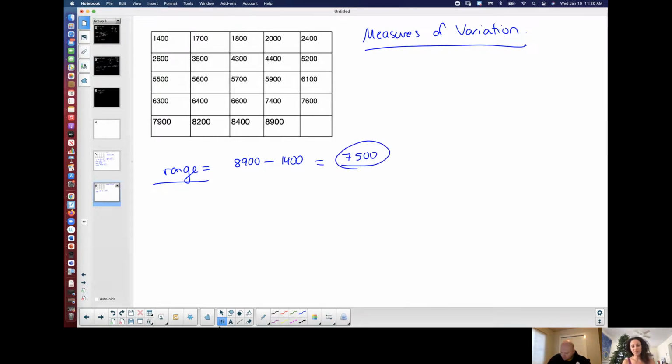That's my range. And you're not going to see a whole lot of range after this, to be honest. My standard deviation, I'm gonna see a lot, and then my variance. My variance comes from my standard deviation. So once I get my standard deviation, I square it, I have my variance. So now it all rides on the standard deviation.